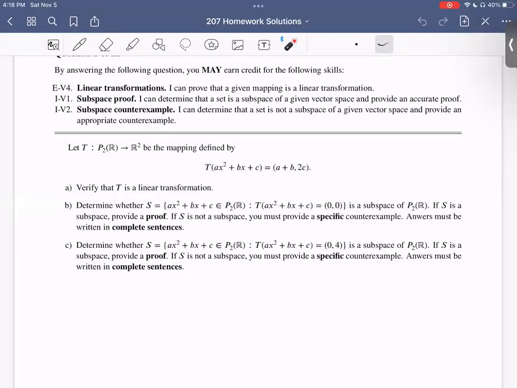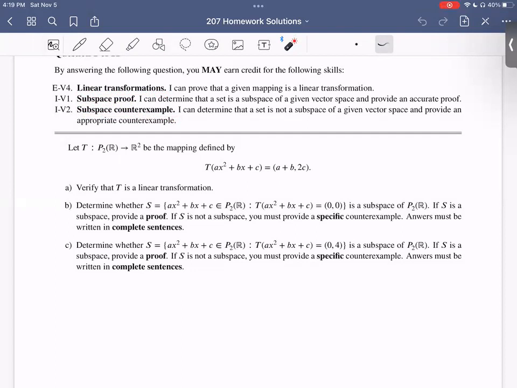Hey everyone, I wanted to go over this question from the skill check because a lot of people had trouble with it, and I want to make sure we're all prepared for the next skill check. Now, there were several parts of this question. You could have certified verifying that a mapping is a linear transformation. You could certify the subspace proof, or you might be able to certify the subspace counterexample. And I'm going to go over all of these today.